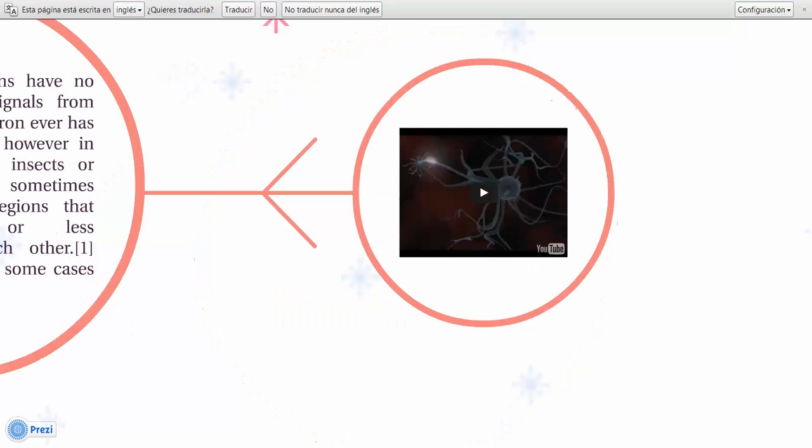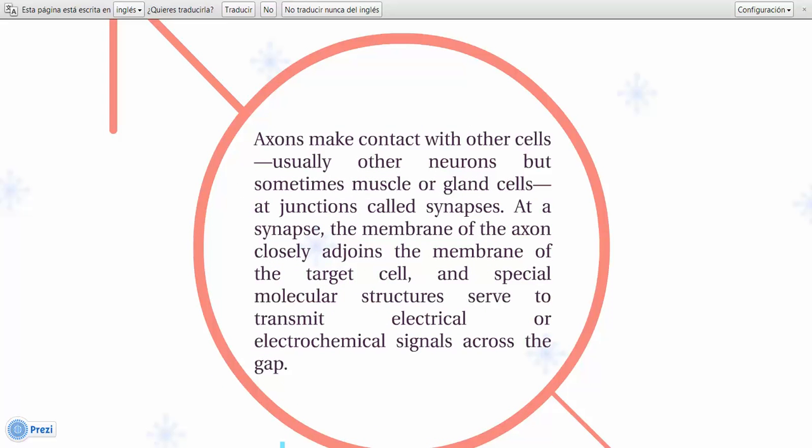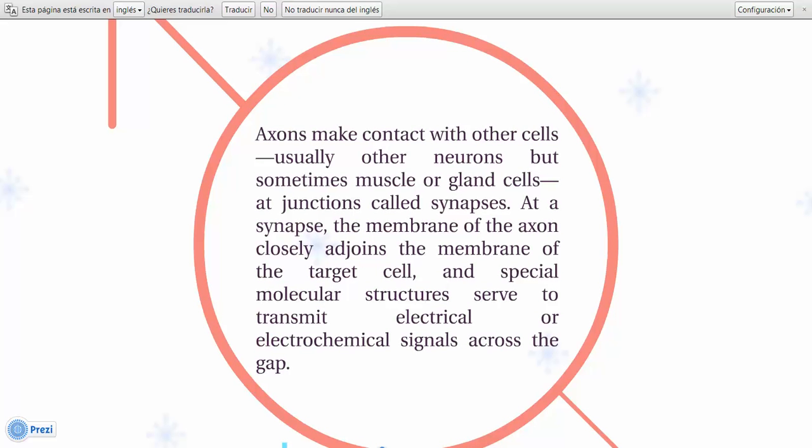Axons make contact with other cells at junctions called synapses. At a synapse, the membrane of the axon closely adjoins the membrane of the target cell, and special molecular structures transmit electrical or electrochemical signals across the gap.